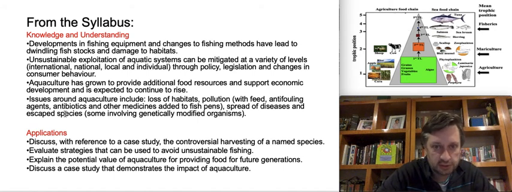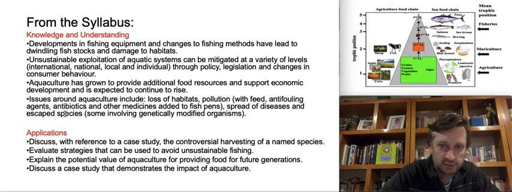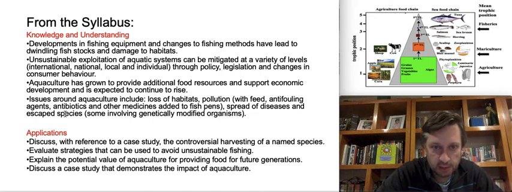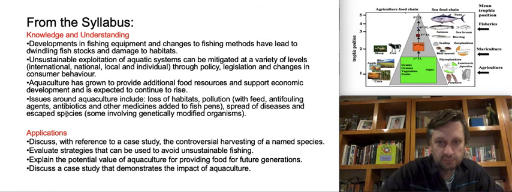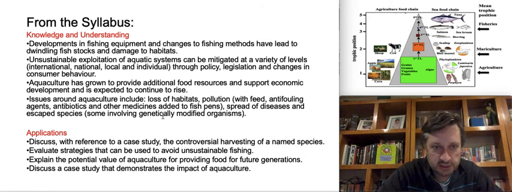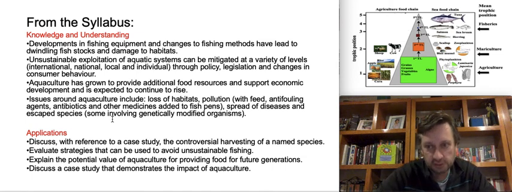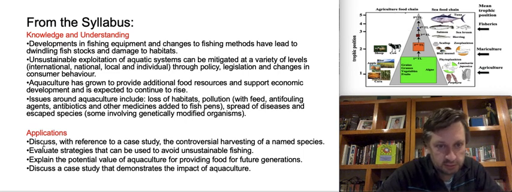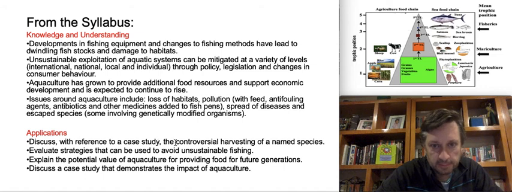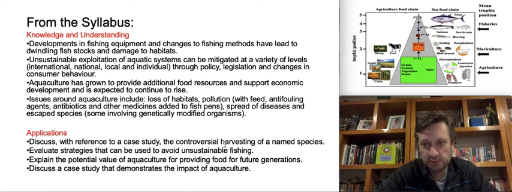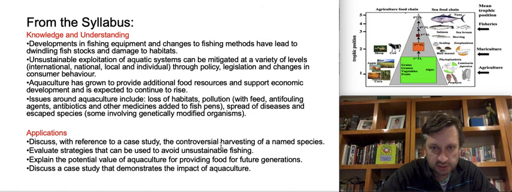Issues around aquaculture, or the problems of aquaculture, include loss of habitat, pollution with various things, the spread of disease, and escaped species. I'll cover that very specifically in a case study at the end of this video. And then in terms of applications, we'll touch on these things. The IB says we need to discuss, with reference to a case study, the controversial harvesting of a named species. I actually want to give you two case studies based on Atlantic cod fisheries there.